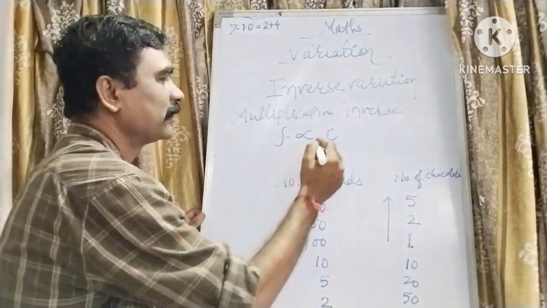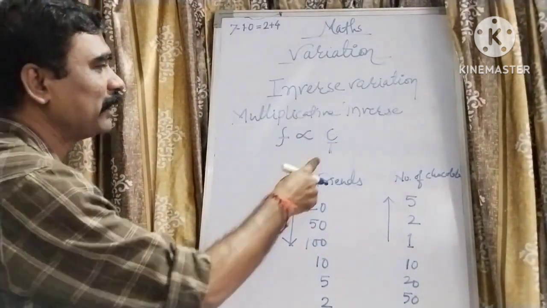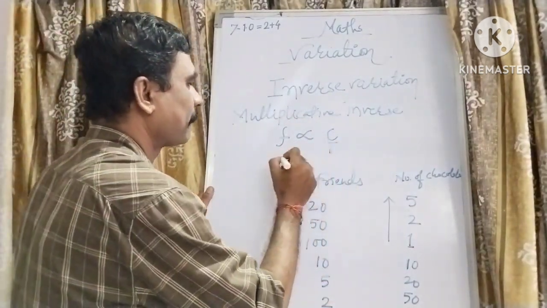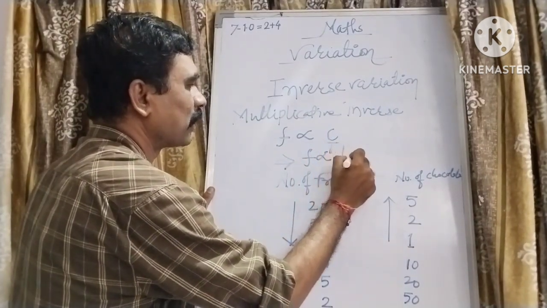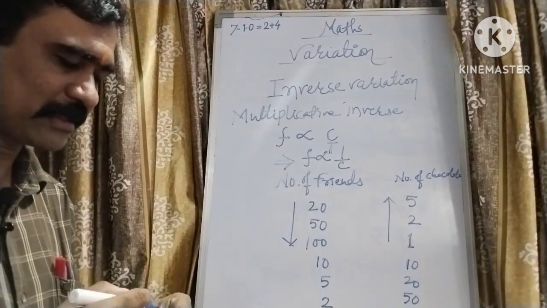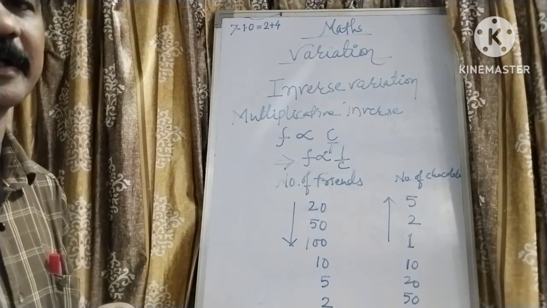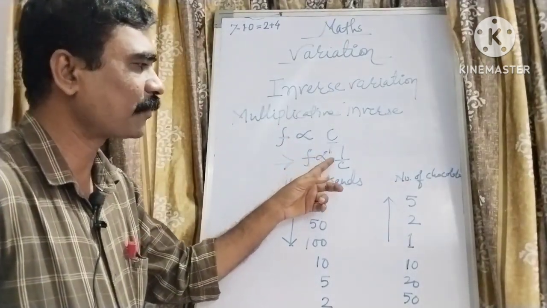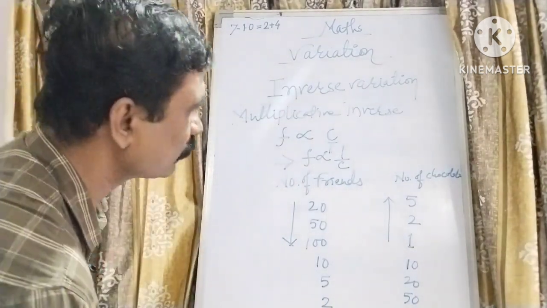So here C by 1. We have to take the multiplicative inverse of this C by 1. It will become F is inversely proportional to 1 upon C. So see here, in inverse variation, we have to write the second quantity in the denominator. So how to read? Again, F is inversely proportional to C.